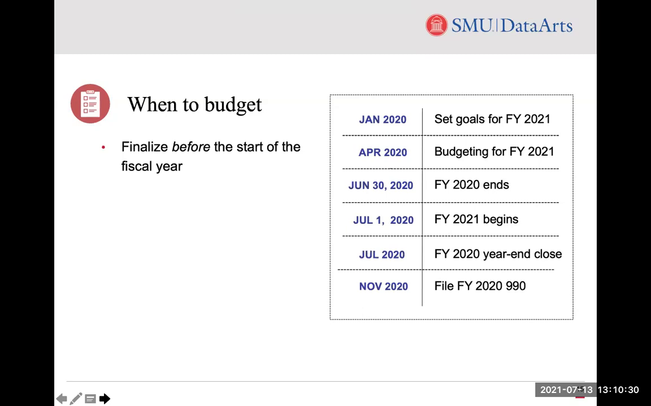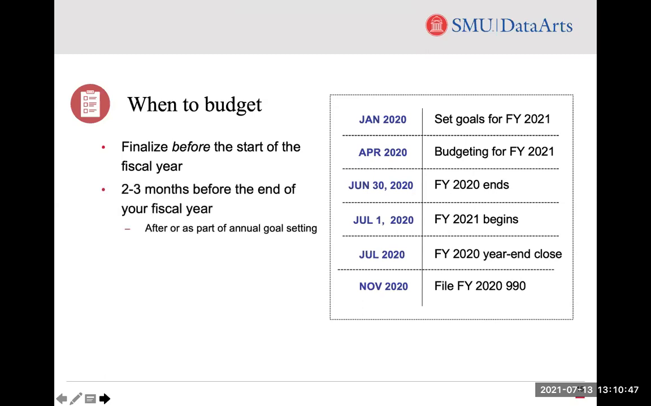Because a budget is a plan, to carry out the plan, your budget for your next fiscal year should be finalized before the end of your current fiscal year. Ideally, you'll start preparing your budget for the next year about 2 to 3 months before the end of your previous fiscal year.